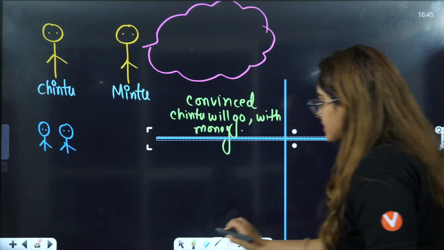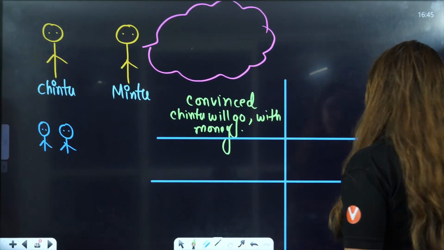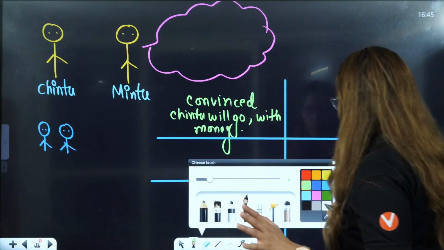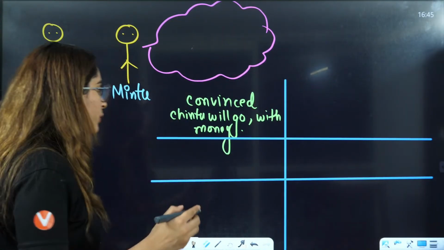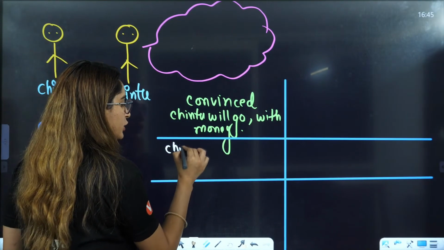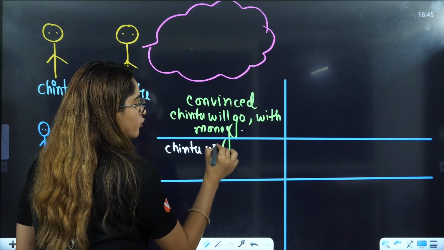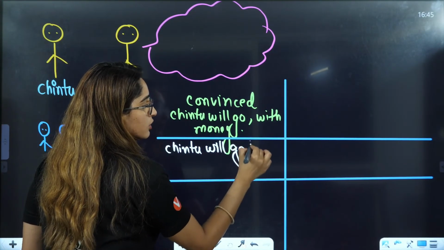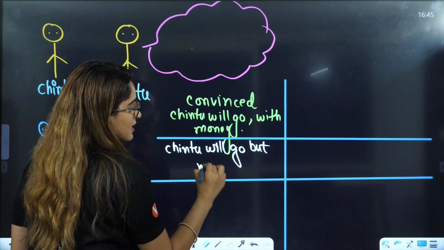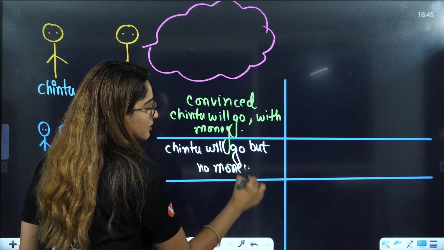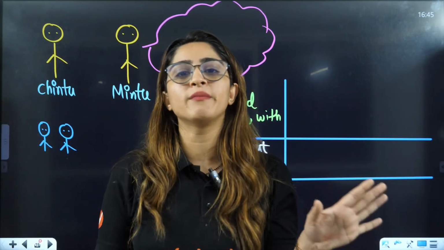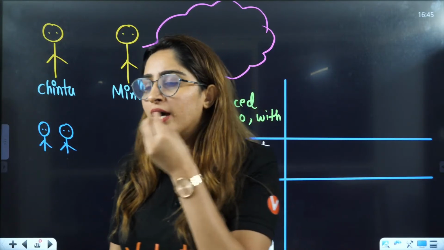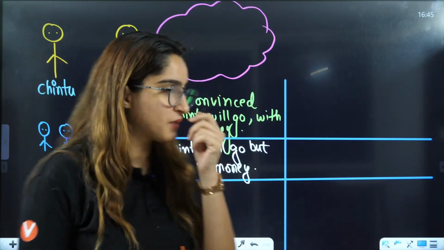Second case is that they are convinced. They are like, okay, you can go, but we won't give you money. Chintu will go, but no money. Parents are like, I will not give you even a penny. You want to go, you go. We are not making any restrictions here, but we are not even giving you one penny.